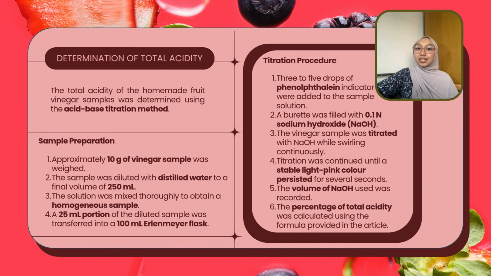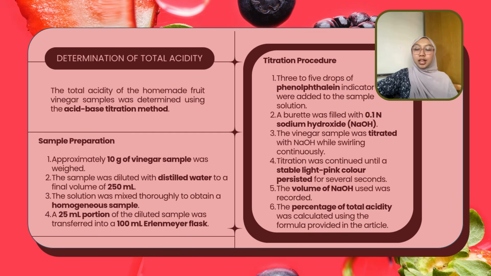The total acidity of the homemade fruit vinegar samples was determined using the acid-base titration method. Sample preparation: approximately 10 grams of vinegar sample was weighed. The sample was then diluted with distilled water to a final volume of 250 ml. The solution was mixed thoroughly to obtain a homogeneous sample. A 25 ml portion of the diluted sample was then transferred into a 100 ml Erlenmeyer flask.